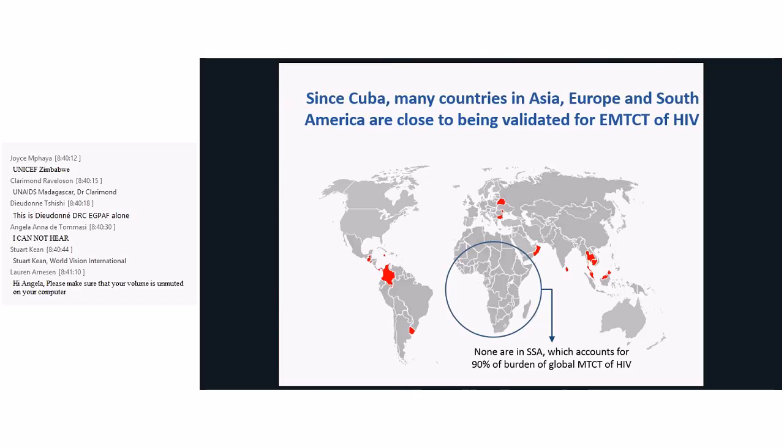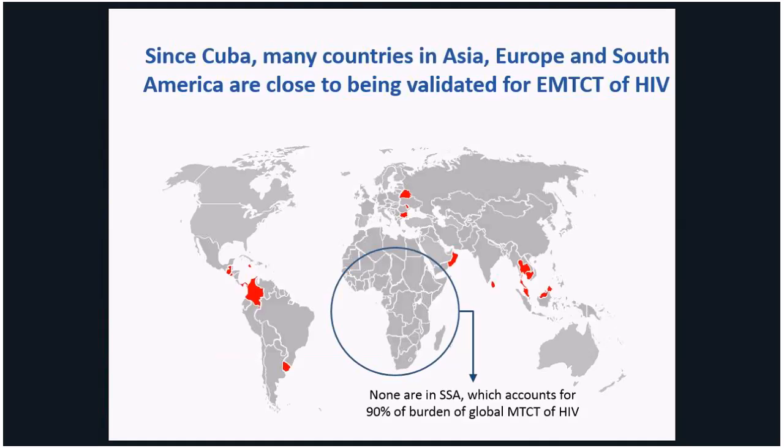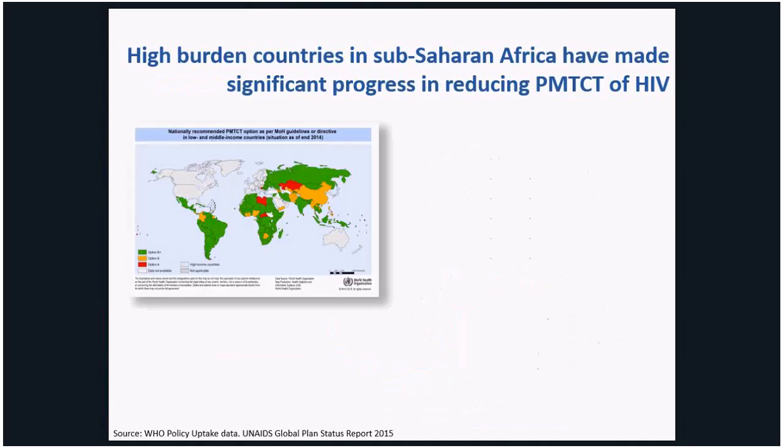Next slide. But what this shows you is that none of these countries are actually in sub-Saharan Africa, which accounts for 90% of the global burden of mother-to-child transmission of HIV. Next slide.